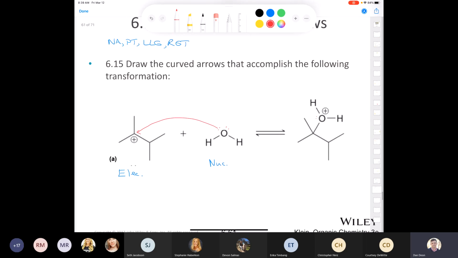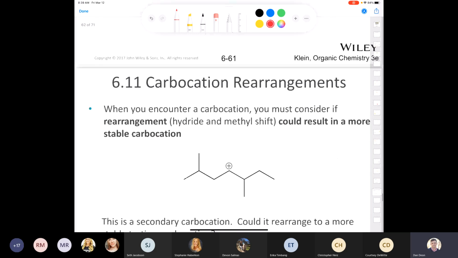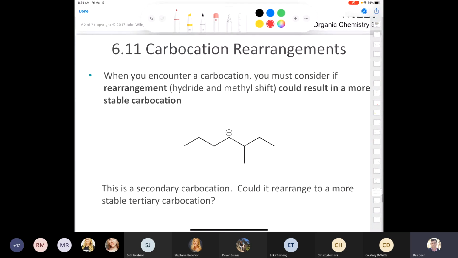So that's the kind of thing you got to be able to do, but you have to be able to do it over and over and over and over again, right, in this class. What else? When you encounter a carbocation, you got to consider whether it's going to rearrange or not. Okay, so anytime you see a carbocation, you should ask yourself, is this thing going to rearrange in some way to give me something that's more stable?